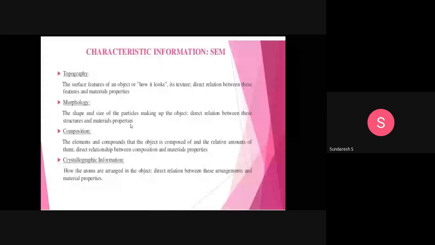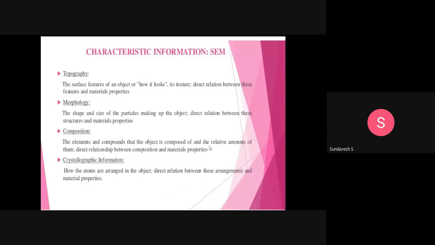Okay, and then composition: the elements and compounds that the object is composed of and their relative amounts, and the direct relationship between composition and material properties. Crystallographic information: how the atoms are arranged in the object, and the direct relation between these arrangements and the material properties. In the sense of characterization, this is what you can obtain.